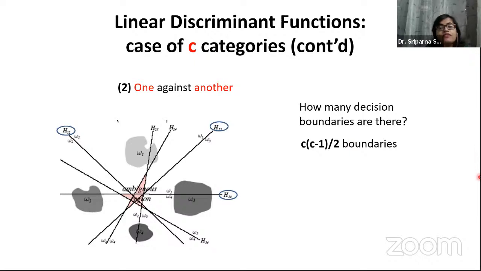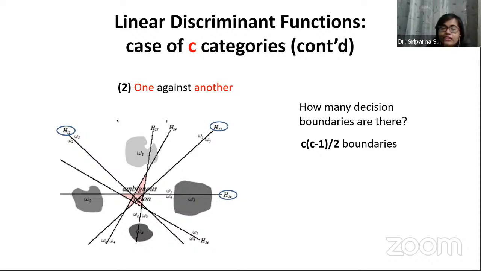So here the number of decision boundaries is C into C minus 1 divided by 2. If there are 4 classes, you need 4 into 4 minus 1, that is 3, divided by 2. That is, you need basically 6 hyperplanes. Just check, you have 6 hyperplanes here. This is one particular hyperplane, another hyperplane, another, 4, 5 and 6. These are the number of decision boundaries you need to segregate 4 classes of data points.